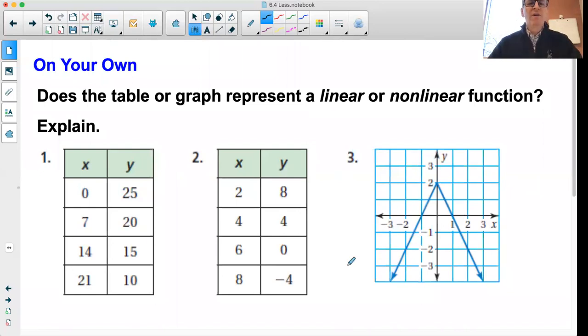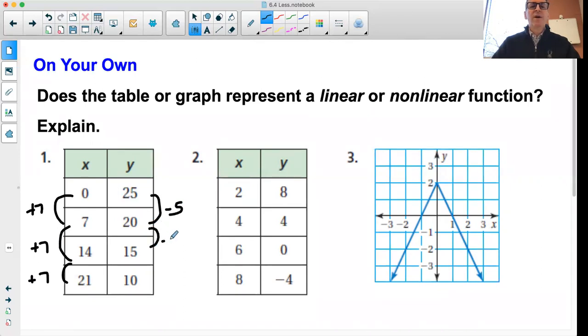All right, so when you look at these tables here, first off, you're going to go from 0 to 7, you got +7. 7 to 14, you got +7. 14 to 21, you have +7. That looks great. Now let's take a look at the y side of things. 25 to 20 is -5. 20 to 15 is -5. 15 to 10 is also -5.